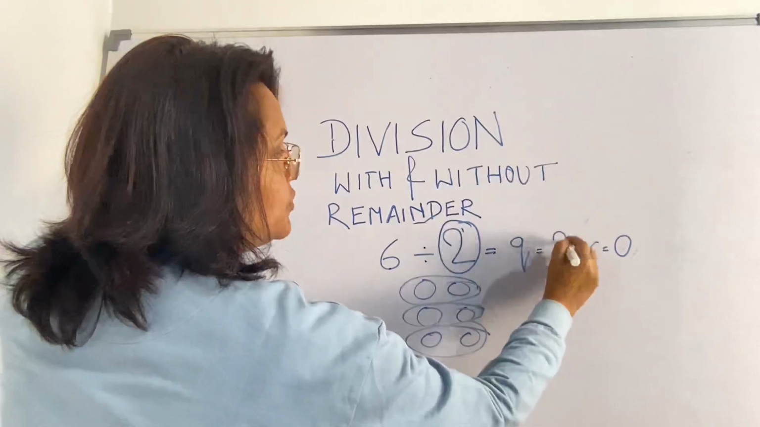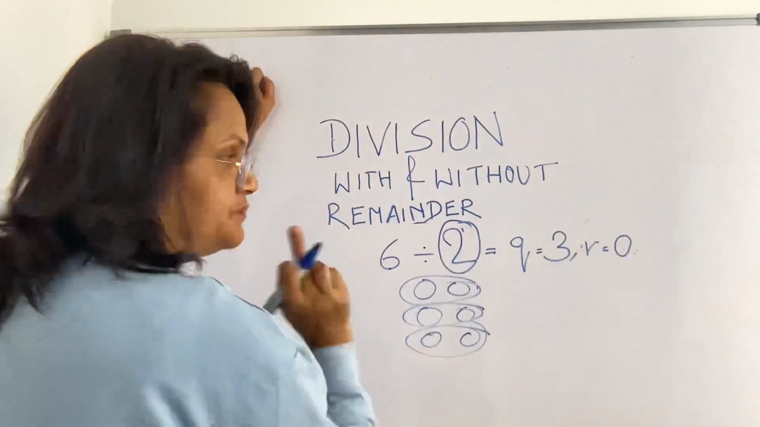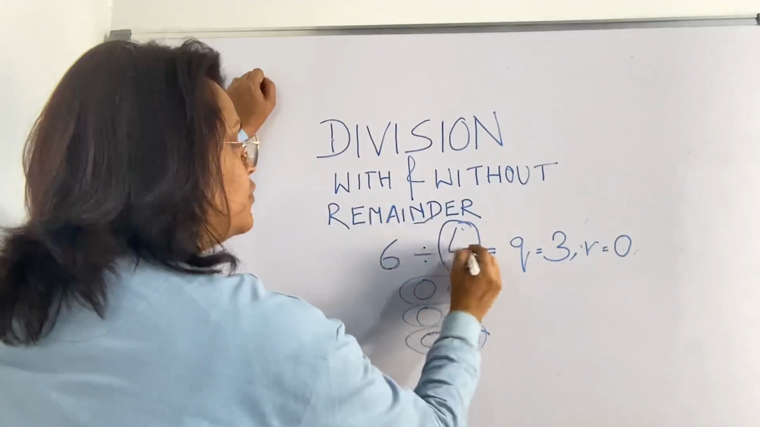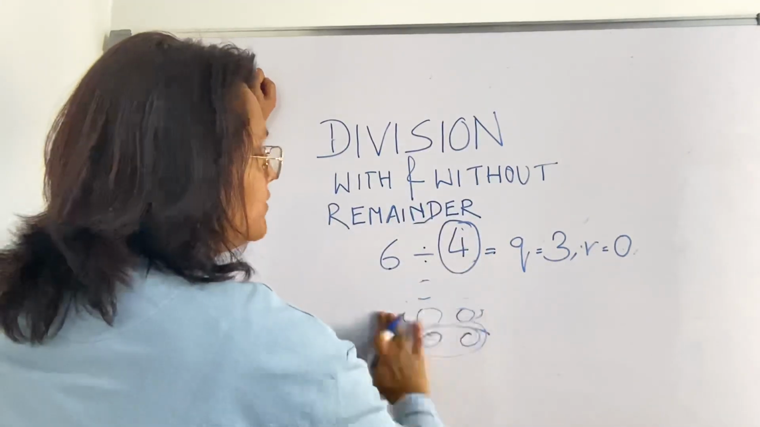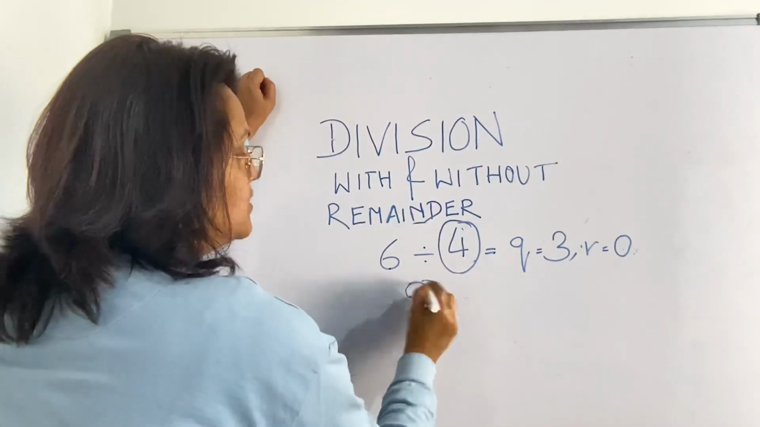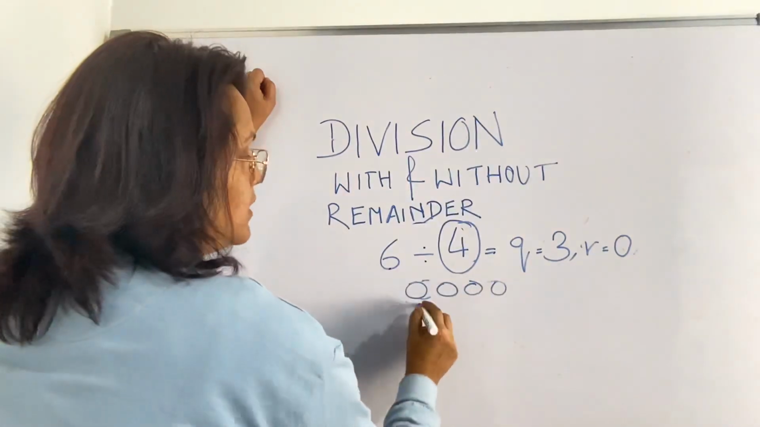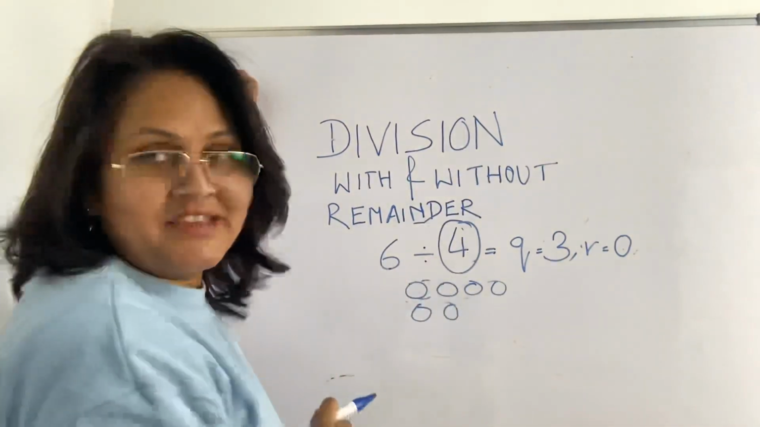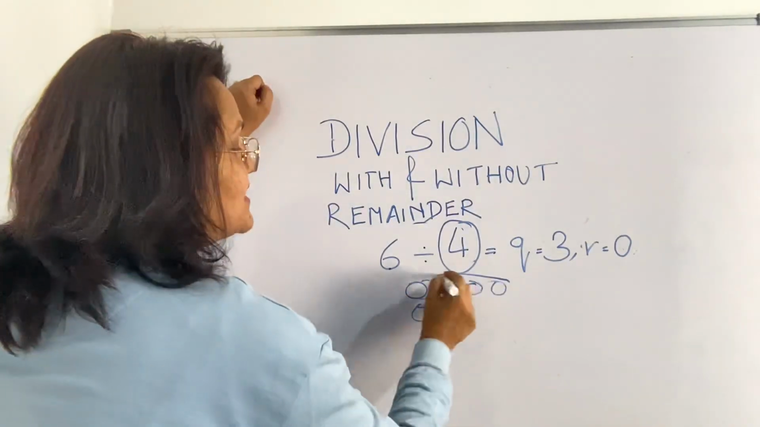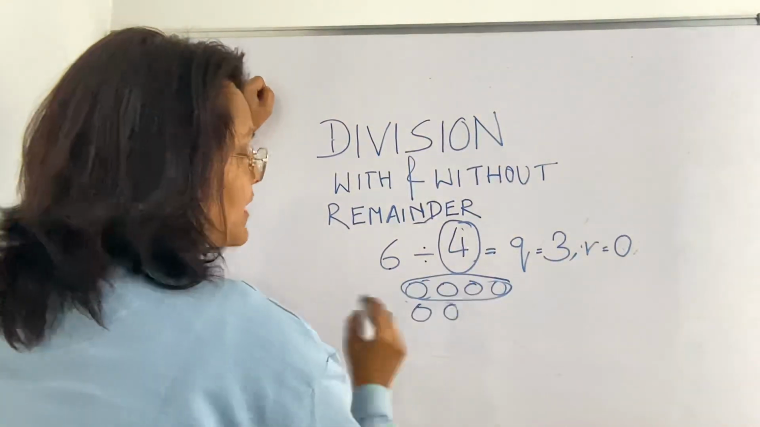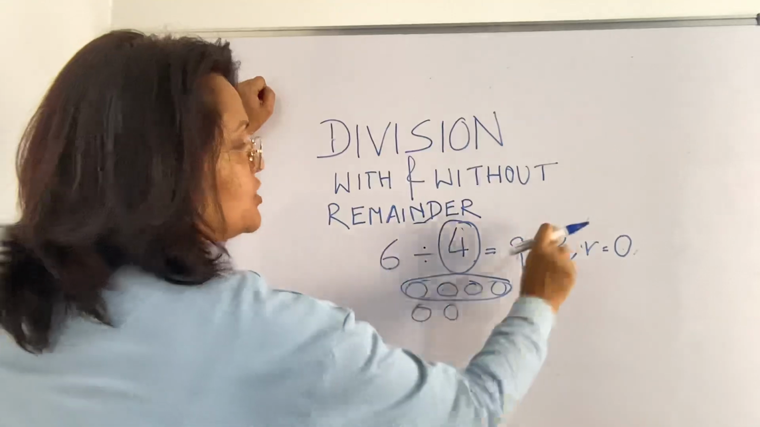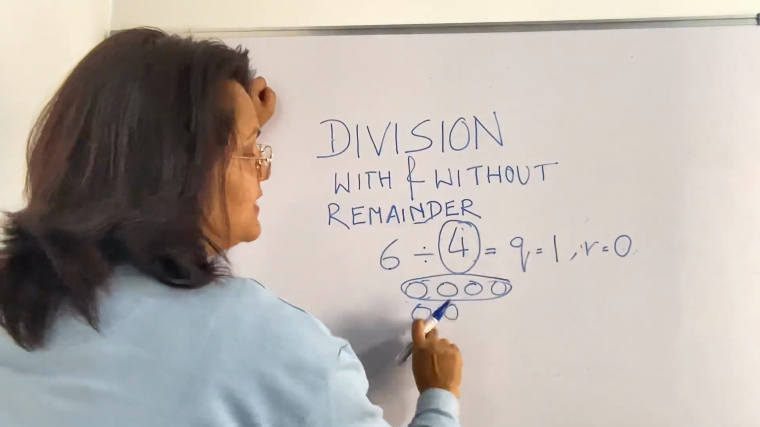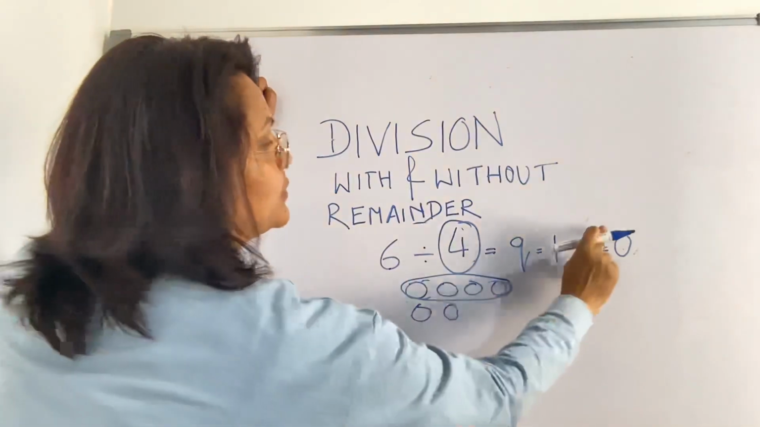The quotient became 3 and the remainder again is 0. Now, what if we change the number again here to 4? Again we are going to count 1, 2, 3, 4, 5, 6. When we started making the groups here, we ended up with just one row, and then 1 and 2 remain. So in that case, the quotient will be 1 and the remainder will be 1 and 2.